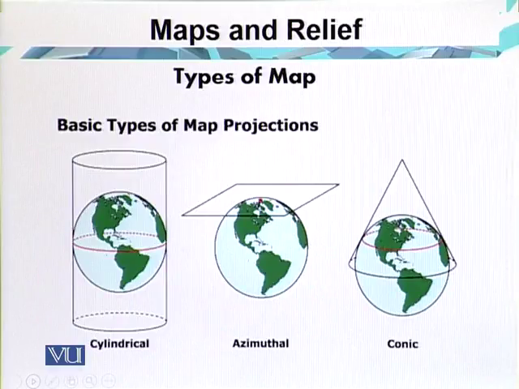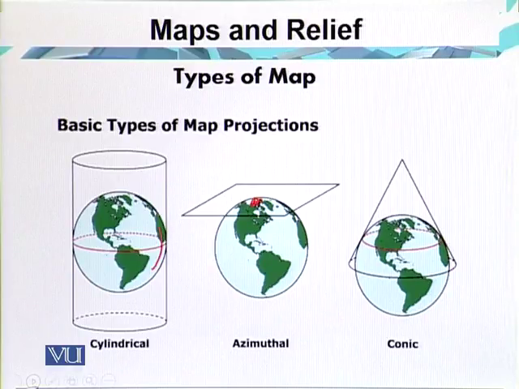Now here we have the major projections which are used for the different areas. As we have already discussed, the cylindrical projection is used for the areas which are closer to the equator. So this line is the equator. Around this line, the projection used is called the cylindrical projection.